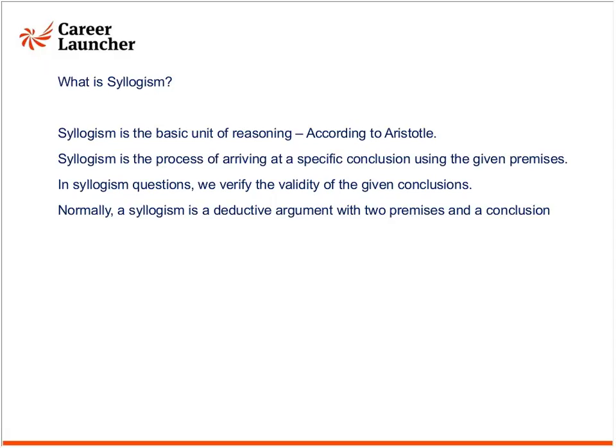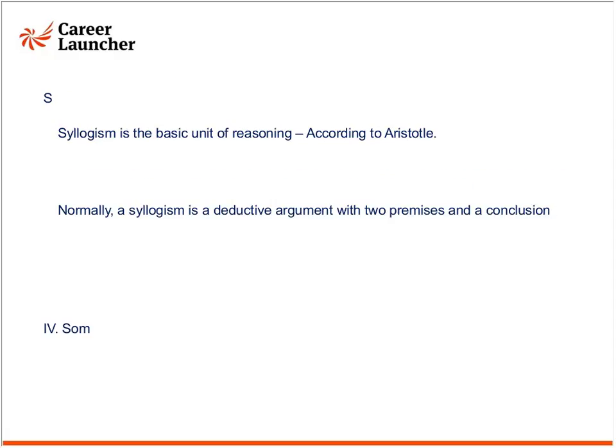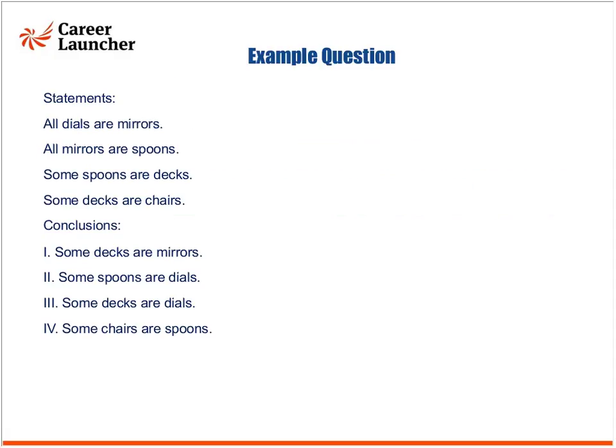So based on the conclusions, you verify if the conclusions are valid or not. Maybe you're provided with 4 conclusions based on 2, 3, 4 or n number of statements, and you have to just verify if those conclusions are valid based on the given statements. I'll take up an example question, and based on it I'll tell you the different fundamentals on which syllogisms can be solved.